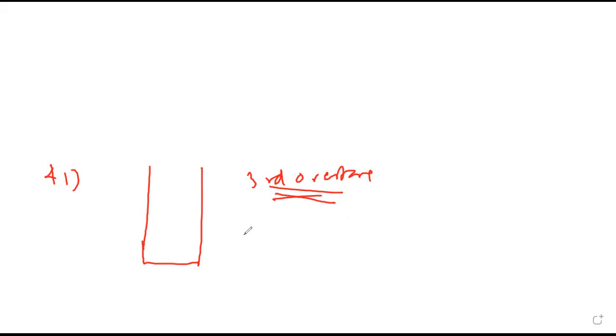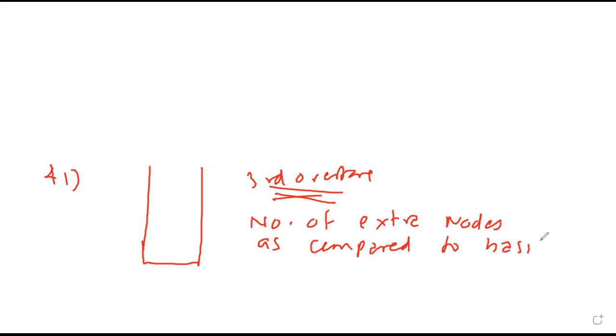Yes, sir. What is the meaning of overflow? I told you, remember like this: the number of extra nodes as compared to the basic mode. That is called overflow. So basic is one node and one antinode. This is fundamental, right? Yes, sir.